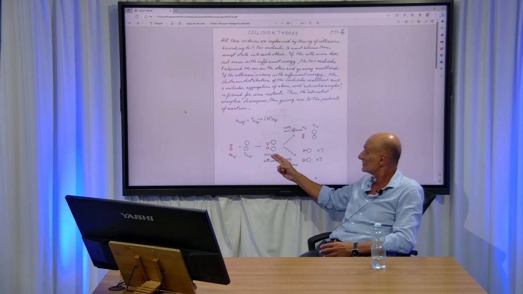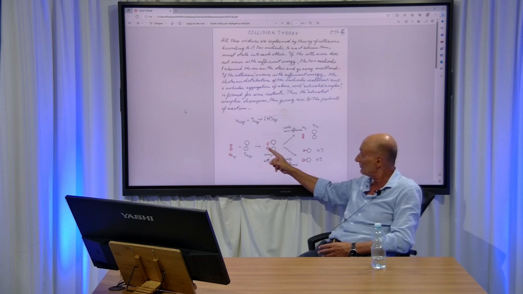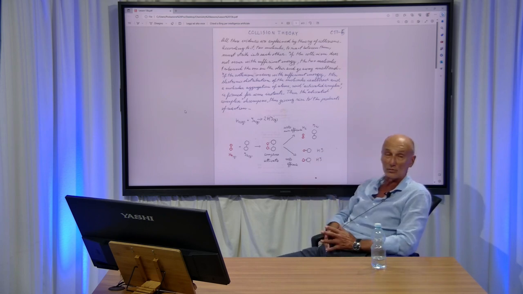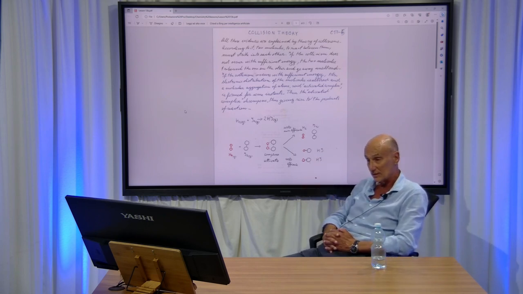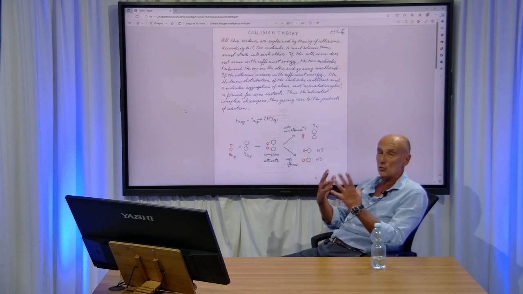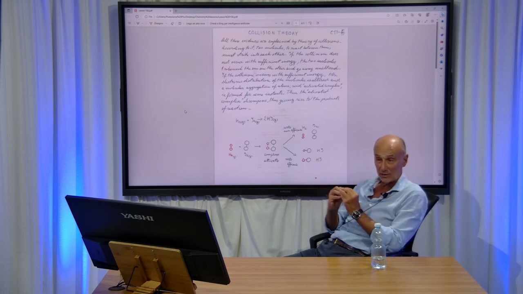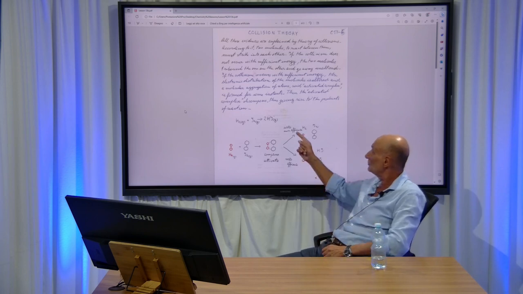And when this strike with a lot of energy occurs, the bond between the two hydrogen atoms and the bond between the two iodine atoms will be broken completely, and the bonds between a hydrogen atom and an iodine atom, and the other hydrogen atom and the other iodine atom, will be completely formed, thus giving rise to molecules of hydroiodic acid. So, what is the difference between these two cases? The difference is that in both cases the two molecules strike into each other.